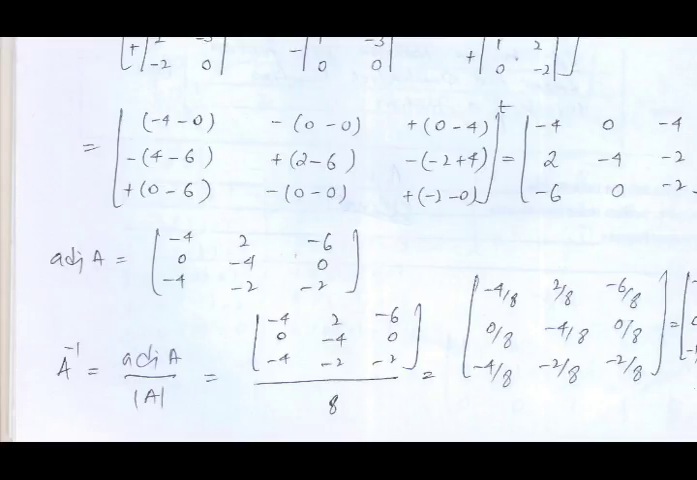And then we divide the adjoint of A by the determinant of A, and in the last step we get the inverse of the A matrix.